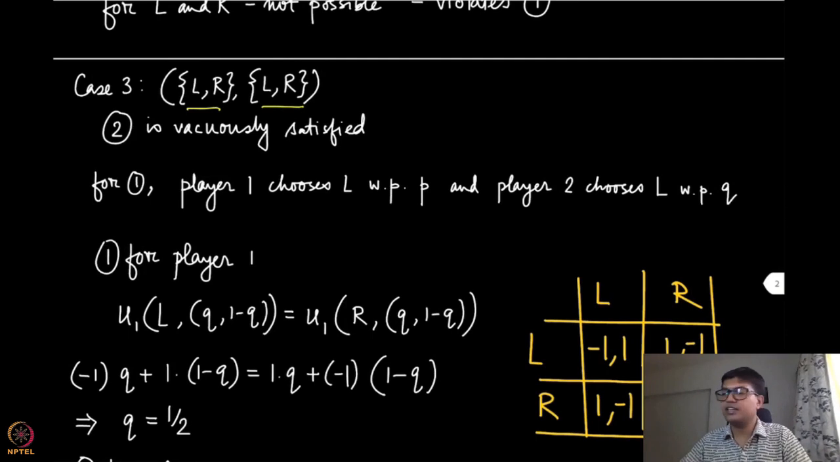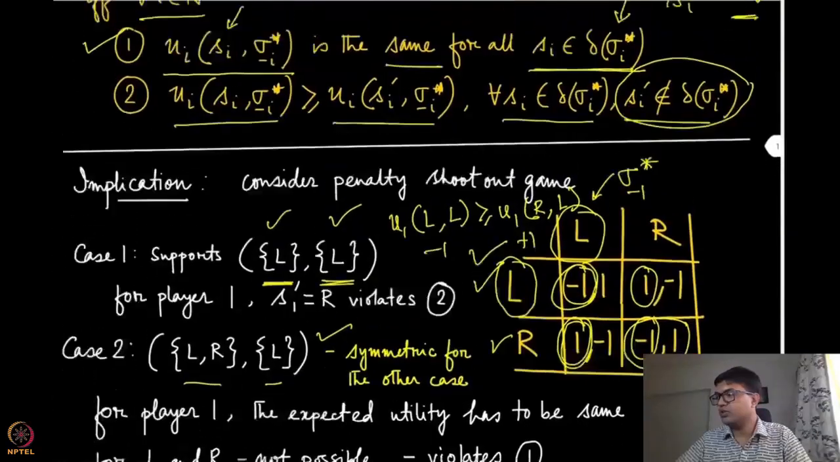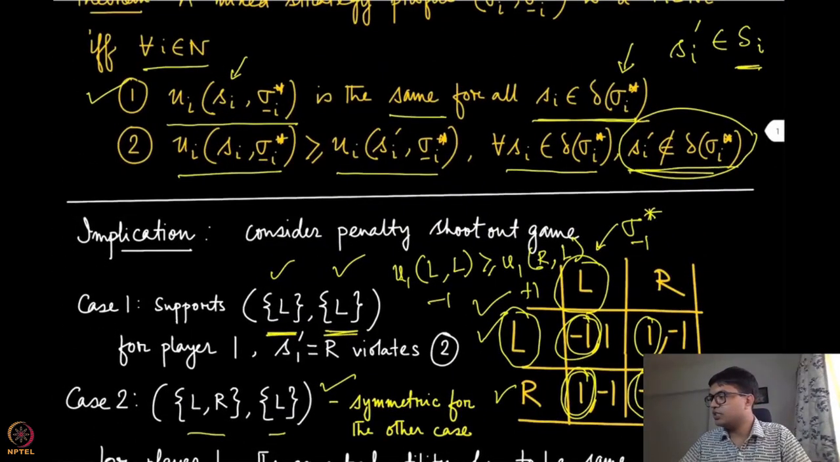In that case, we see that condition 2 is vacuously satisfied because there is no strategy. So let's go back here. There is no such strategy which will satisfy this condition because the support is the whole of S_i. So condition 2 is vacuously satisfied. That's what we call it. There is nothing to verify in this case.